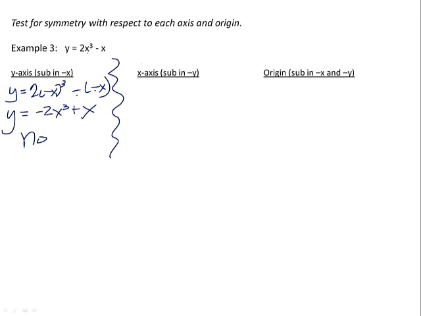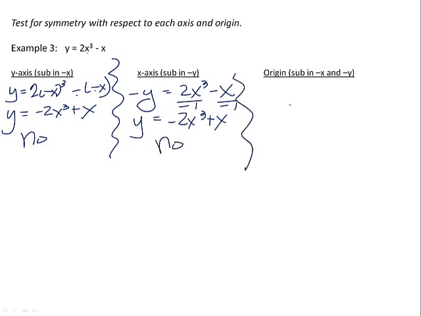So now I'm going to try x-axis symmetry, so I'm going to sub in negative y. So I'm putting in negative y equals 2x cubed minus x. Okay, I'm going to try to get back to my original, so I'm going to divide by the negative. So that gives me negative 2x cubed plus x. Did I get back to the original? Not on that one. Okay, so now I'm going to try subbing in both negative x and negative y.